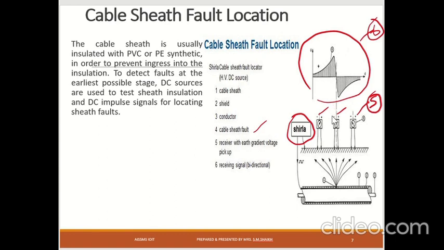So this is how, with the help of this cable sheath fault locator, we can easily find out the exact location of the cable sheath fault without digging. And once the fault is located, then you can dig exactly at that particular point and find out the sheath fault location. That's all.